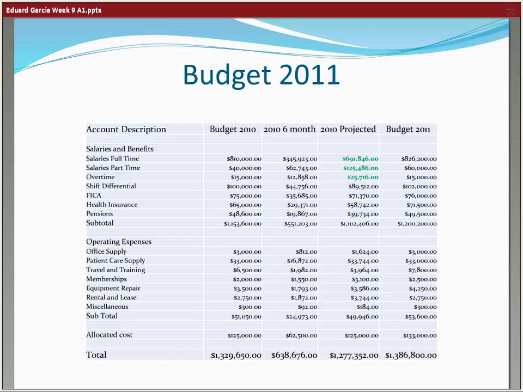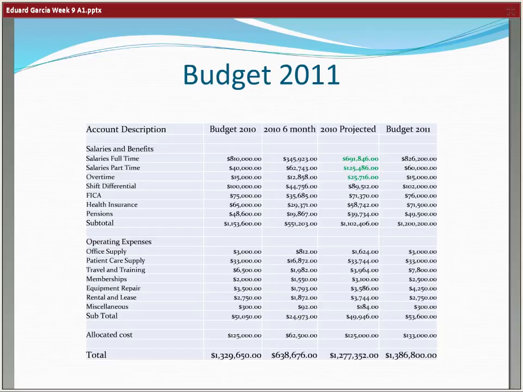This is my adjusted 2011 budget, and what I propose is a reduction of the full-time employees. I think that if full-time will be replaced with overtime and part-time, the nursing department will be saved more than $98,000.